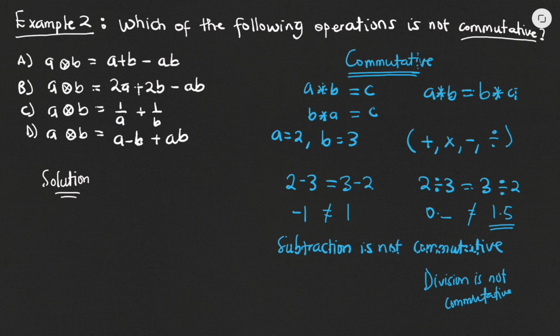Okay, so that is the basic understanding of commutativity, right? It means if we interchange the position of the 2 numbers that we are performing the operation on, we should get the same result, else they are not commutative.